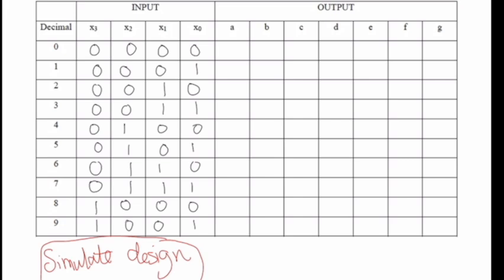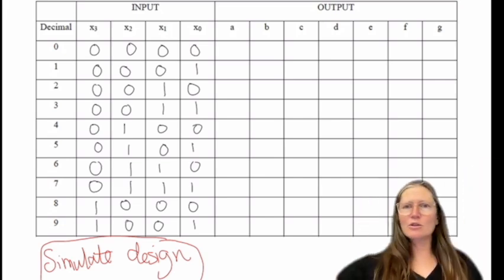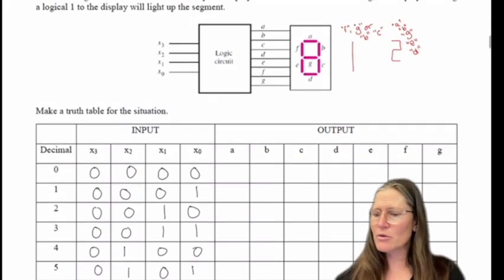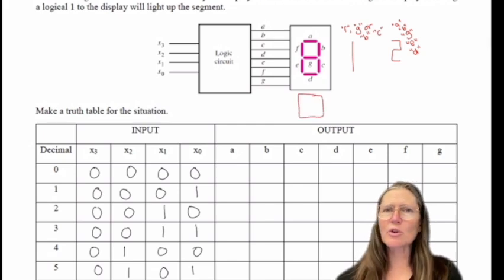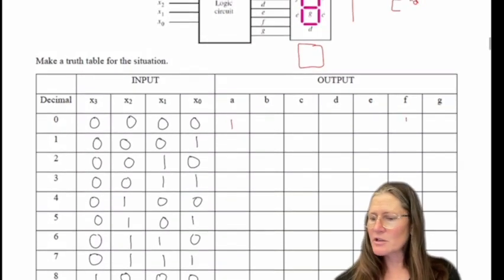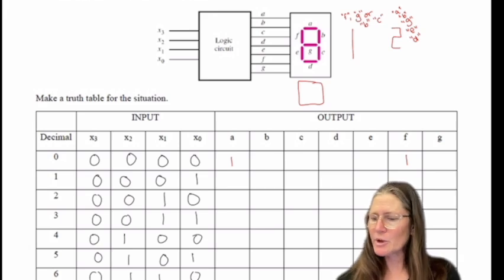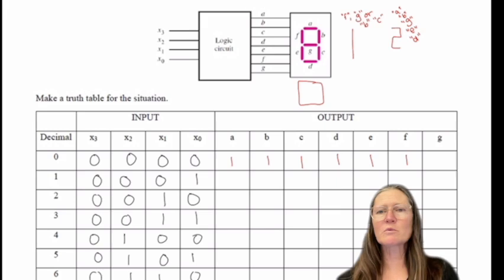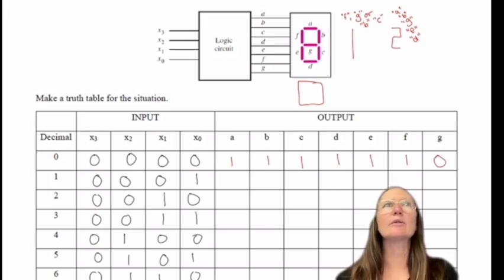So your output will be a 1 if that's the light that you want on. So to make a 0 would be the whole outside. So A would need to be 1, F would need to be 1, E would need to be 1, D would need to be 1, C would need to be 1, and B would need to be 1. So all of them would be 1, and then G would be a 0. Does that make more sense?